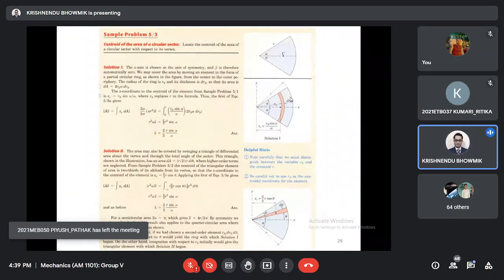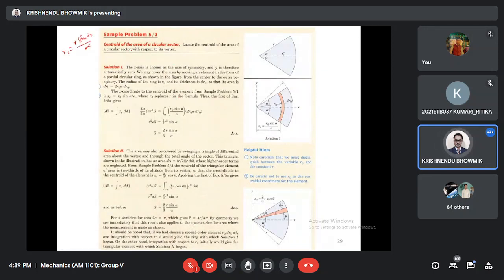Now till now we have solved only 2 cases. One is the circular arc, from minus alpha to plus alpha, and we have shown that the centroid xc was r sin alpha by alpha. Now what we want to do is find the centroid of the area of a circular sector. Actually it is a 360-degree sector, meaning full circular sector, and we are considering this is the area.